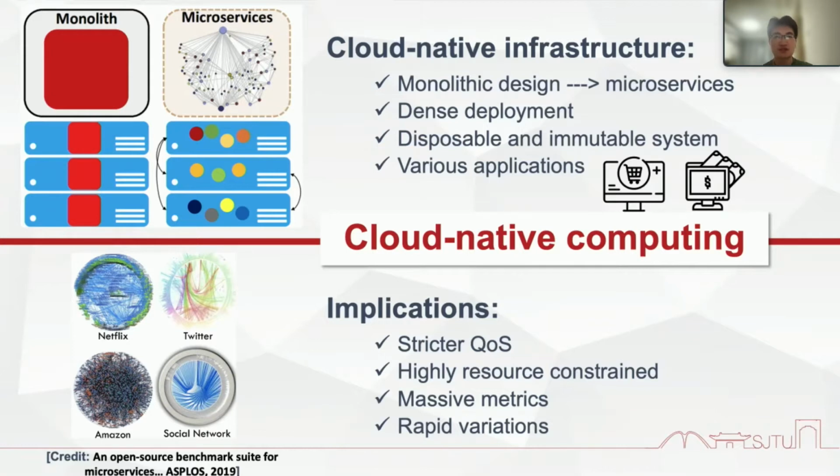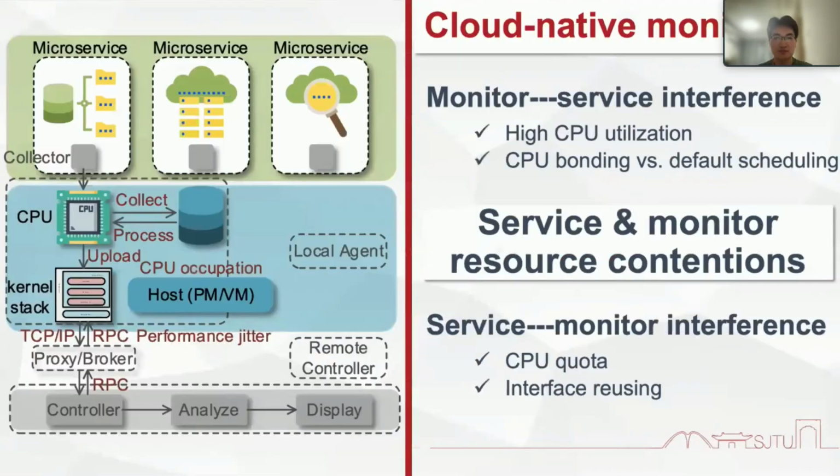Also, each host has massive metrics with rapid variations, including the upper-layer application metrics and the fundamental system metrics, which are monitored via specialized monitoring systems to ensure the service level agreement. These implications pose several challenges to cloud-native monitoring.